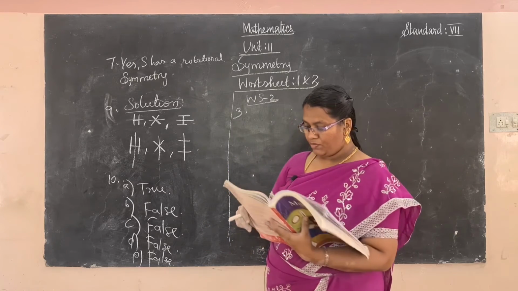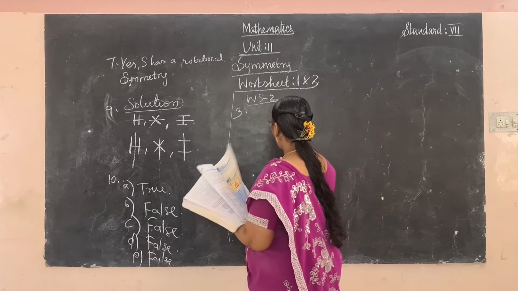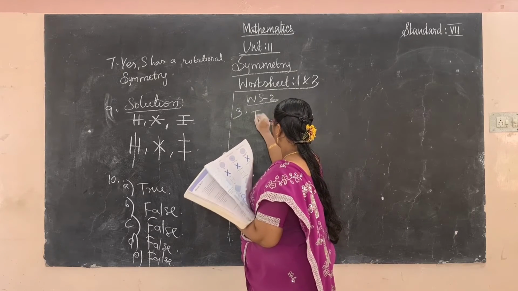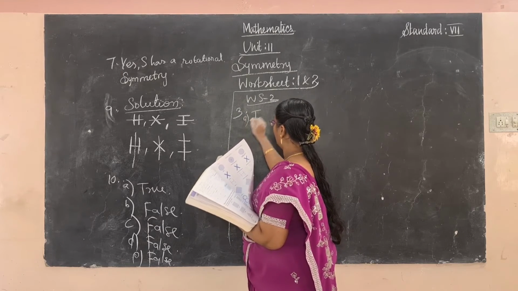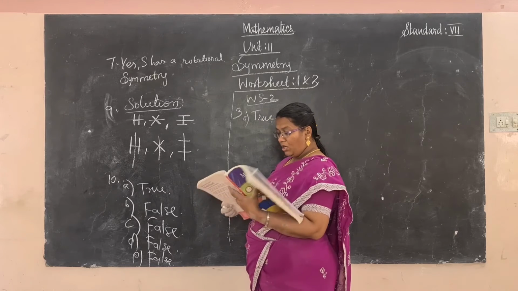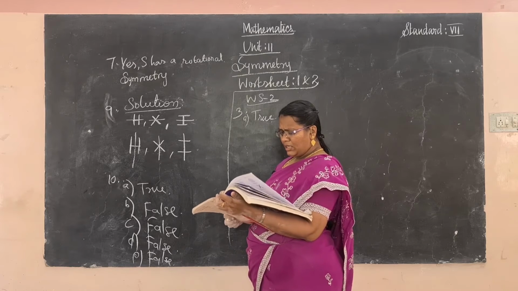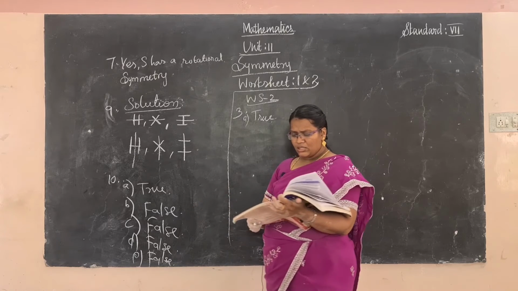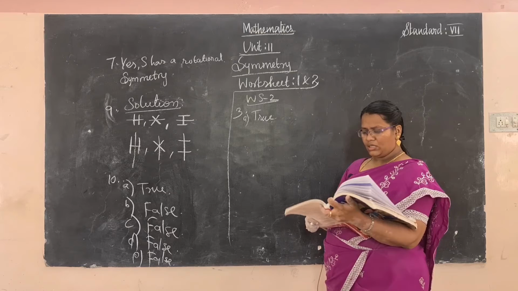It's true. Is it? Infinite. The first one, A, is true. Infinite, that's also infinite. And the letter Z has rotational symmetry. Yes.